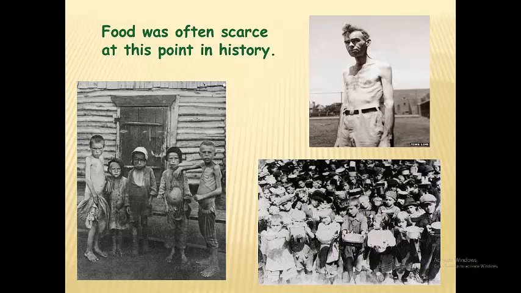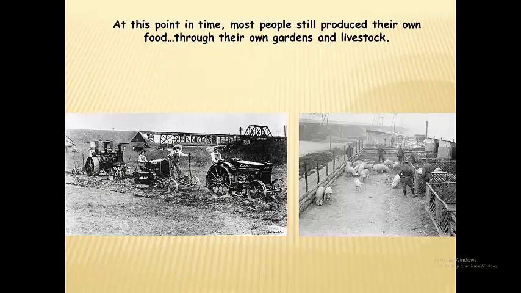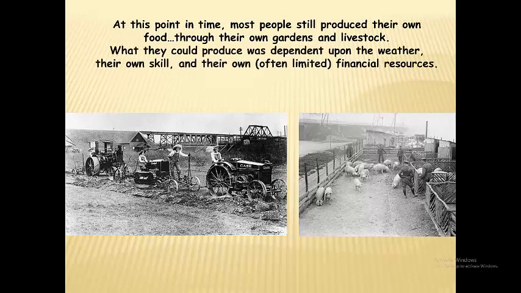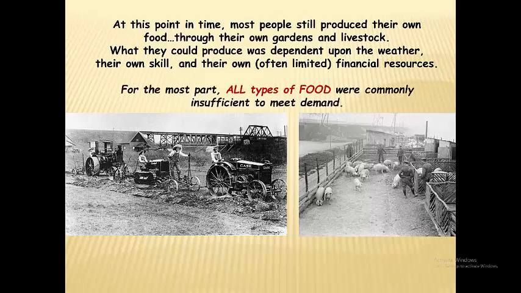So if you lived somewhere in Alabama, you were eating what was available in Alabama at that time of year. You weren't going to a grocery store where things had been trucked in from other parts of the country, and you were largely responsible for your own food supply. Most people still produced their own food, whether it was through gardens or rearing of livestock, and obviously their success in doing so was dependent upon a number of things, including their own skill level, their available resources, and the weather. And for the most part, people were struggling to get enough food, at least at various points in time throughout the year, if not continuously.